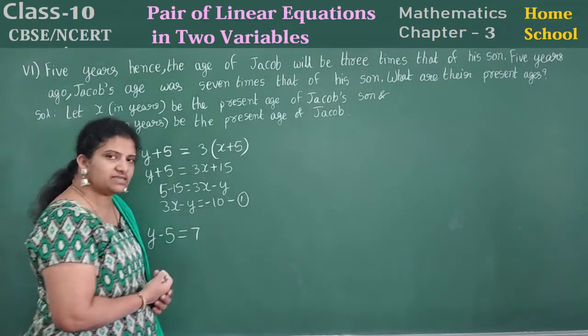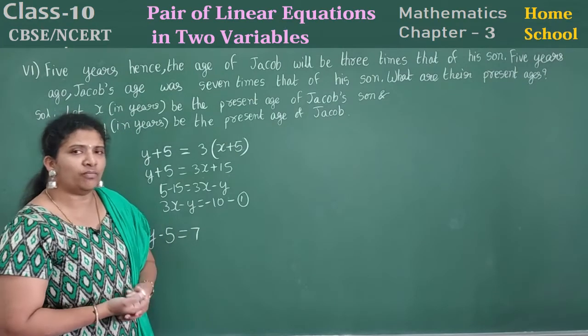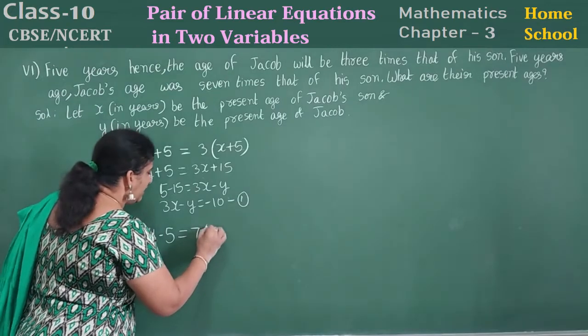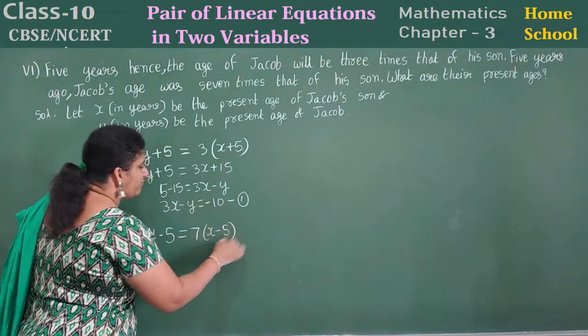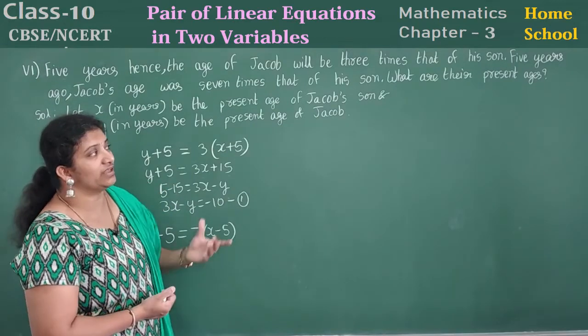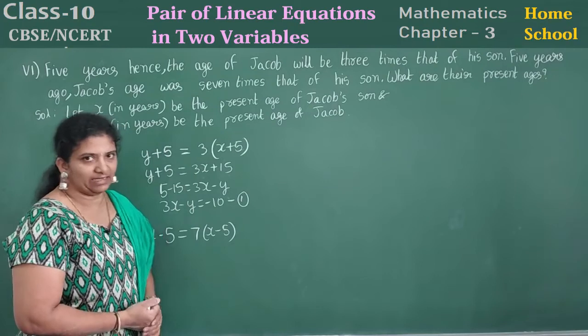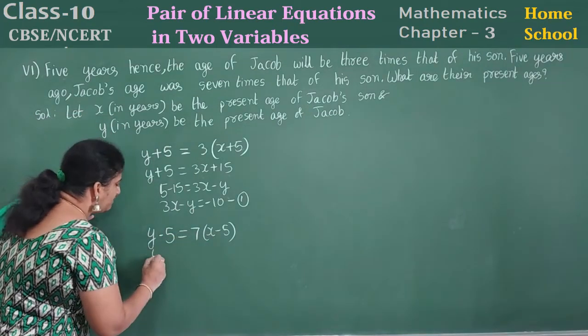Now what will be his son's age? Present age x. 5 years ago means that will be x minus 5. Okay, that's all. Almost your question is completed. What are their present ages? Present ages means x and y we need to calculate. Okay, let's continue this one.